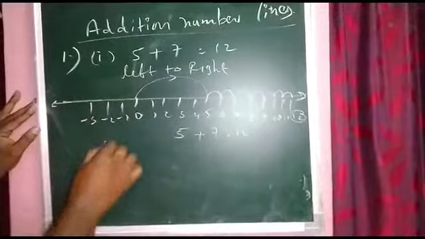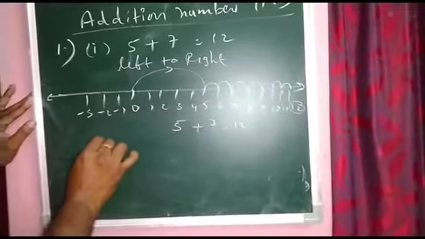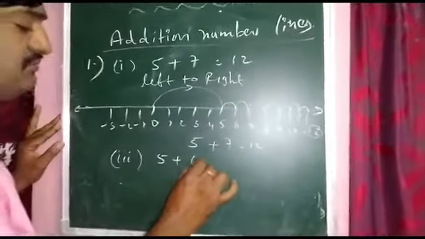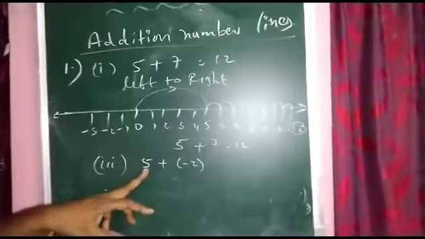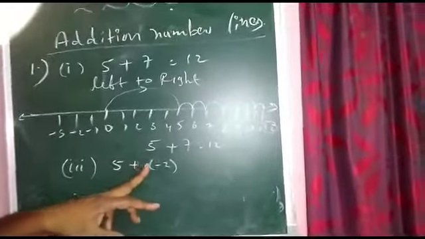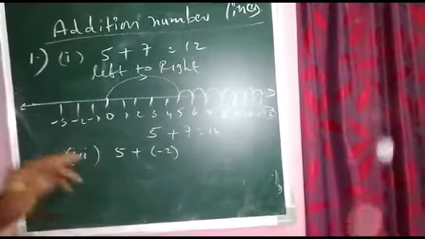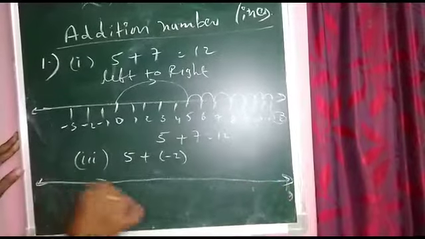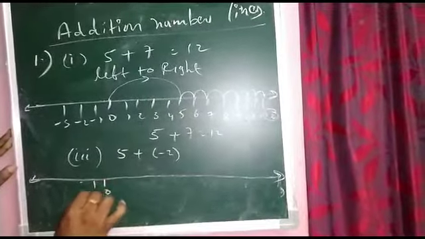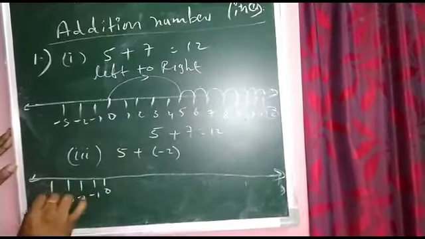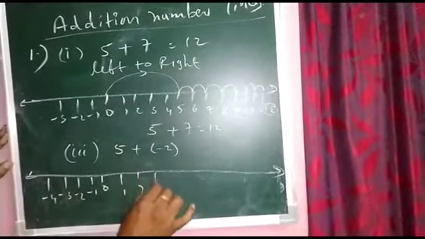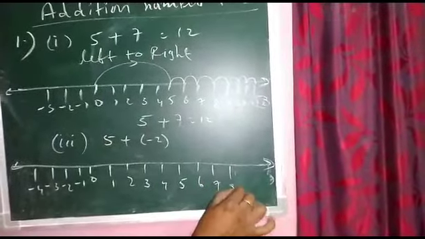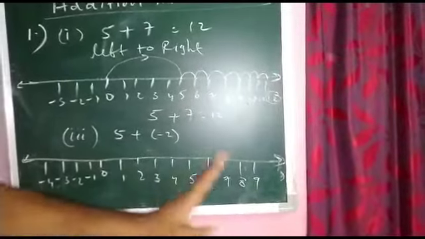Next, try the second question yourself. Now we are going to the third question. What is there? 5 plus minus 2. Here the first one is a positive number, and you will add a negative number to it. Try to draw the same model. 0, minus 1, minus 2, minus 3, minus 4, 1, 2, 3, 4, 5, 6, 7, 8, 9. Just draw one number line like this.